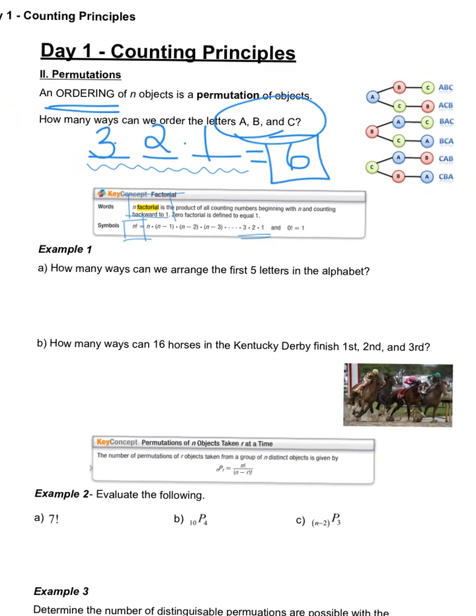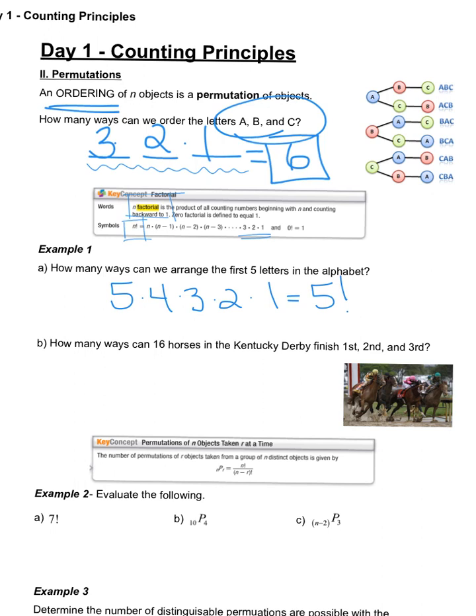Okay, so let's start. How many ways can we arrange the first 5 letters of the alphabet? So if you think about this, we have 5 letters to start. Once I use A, I can't use it again, so there's only 4 letters for that second position. Then I only have 3 outcomes, then I only have 2 outcomes, then I only have 1 letter left that can be used. So if you want to shorten this up, instead of writing out 5, 4, 3, 2, 1 and multiplying all those together using the fundamental counting principle, you can just write 5!.